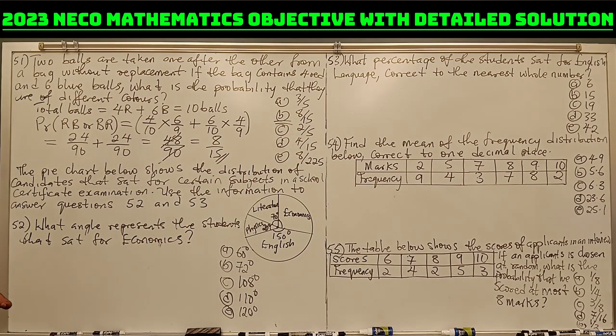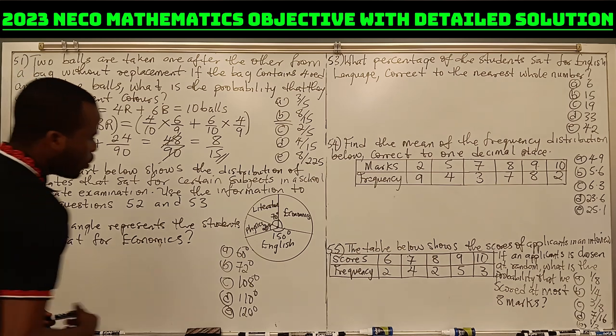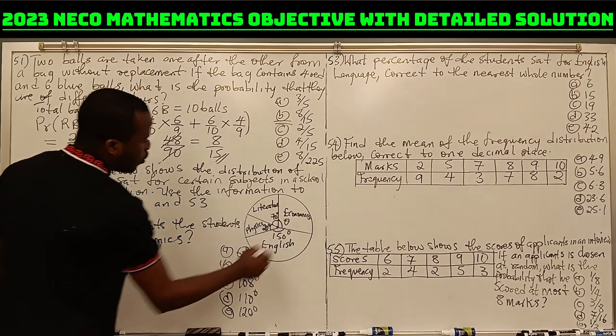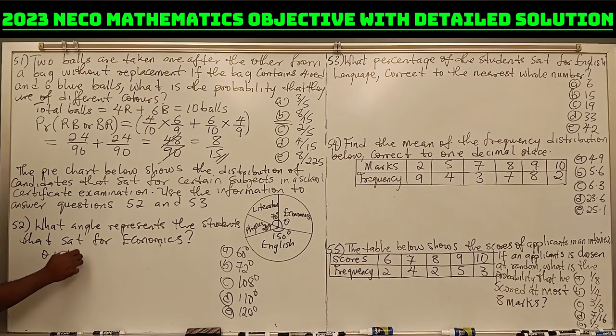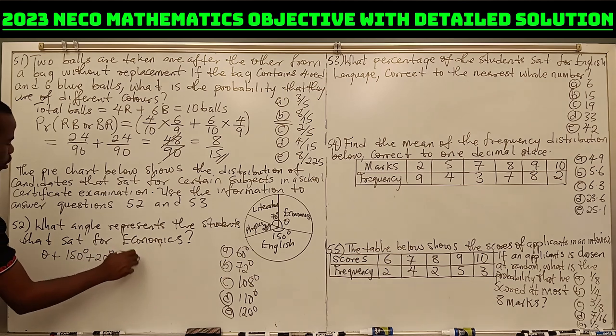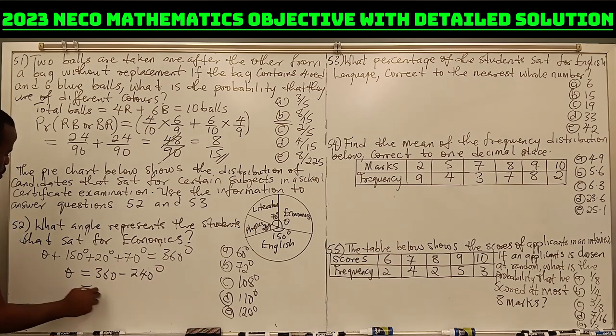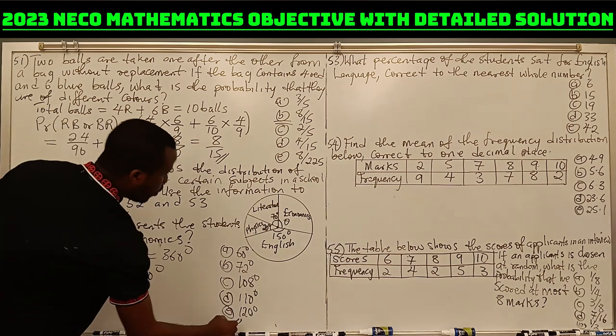The pie chart below shows the distribution of candidates that sat for certain subject in a school certificate examination. Use the information to answer the questions below. 52 and 53. So 52 says, what angle represents the student that sat for the economics? So remember, angle at a point is 360. So to find this angle, let's call it theta. So theta plus 150 degrees plus 20 degrees plus 70 degrees must equal 360 degrees. And so 70 plus 20 is 90, and 90 plus 150 is 240. So theta will be 360 minus 240 degrees, which will be 120 degrees. So theta is 120 degrees.